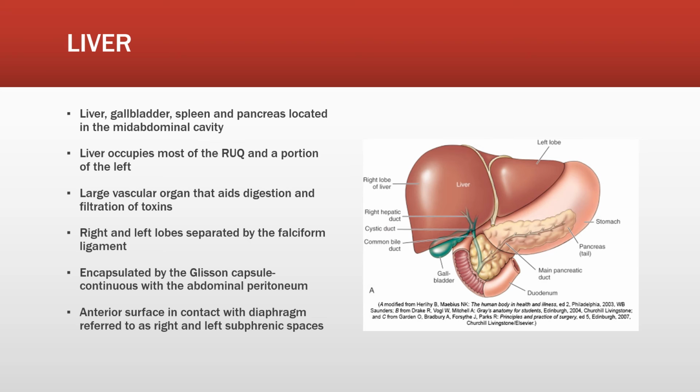Okay, it's encapsulated by the Glisson capsule, which is continuous with the abdominal peritoneum. So again, remember, nothing is free floating. Everything is attached to something. And the anterior surface is in contact with the diaphragm. That's referred to usually as the right and left subphrenic spaces at those two points where it attaches to the diaphragm. One other space that I'd like you guys to be familiar with is the subhepatic space.